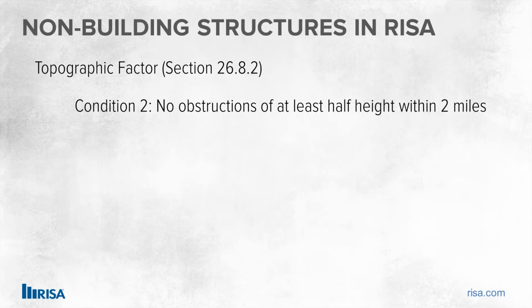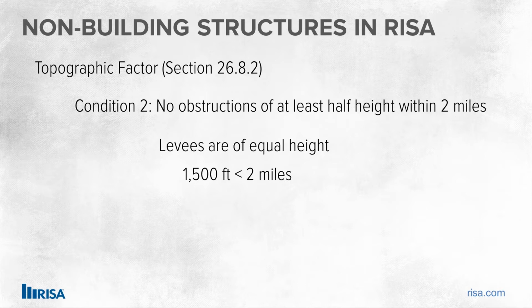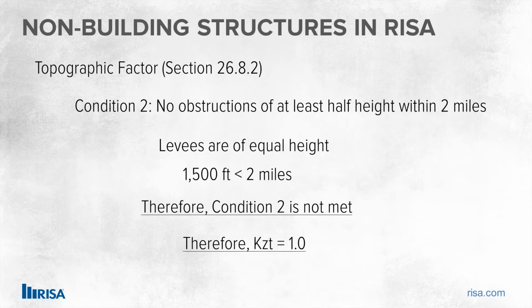Next is the second condition, and for this condition we're saying that there are no obstructions of at least half the height within 2 miles. And so in this case we're talking about half the height of the levee, and if we assume that the levees on both sides of the river are of equal height, well, then that 1,500 feet, which is the width of the Mississippi River right there, is less than 2 miles, so therefore we did not meet condition number 2. At this point, we don't even need to go in and take a look at other things like condition 3, because we've already figured out that our topographic factor didn't meet all the conditions, so therefore it just defaults to 1.0.